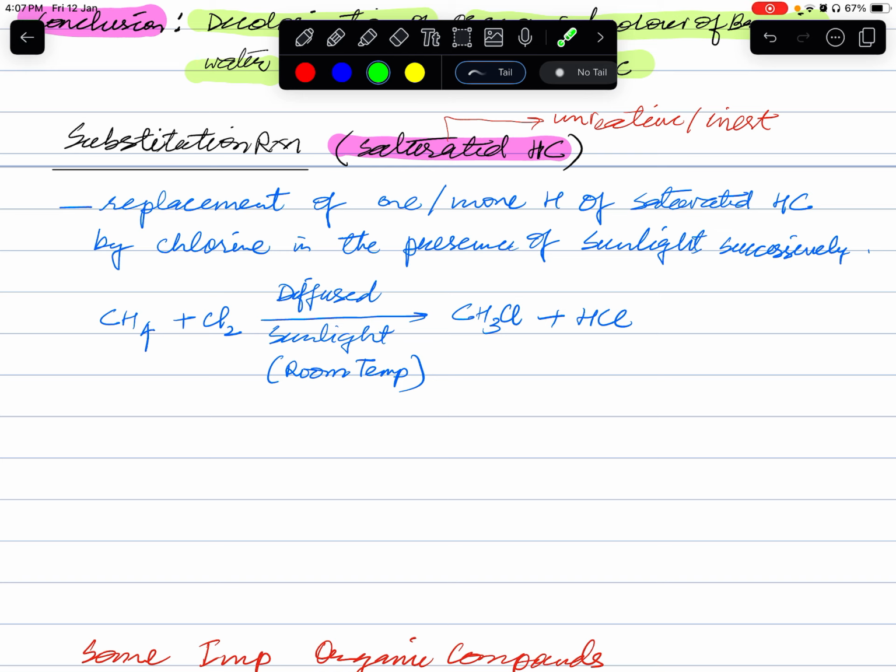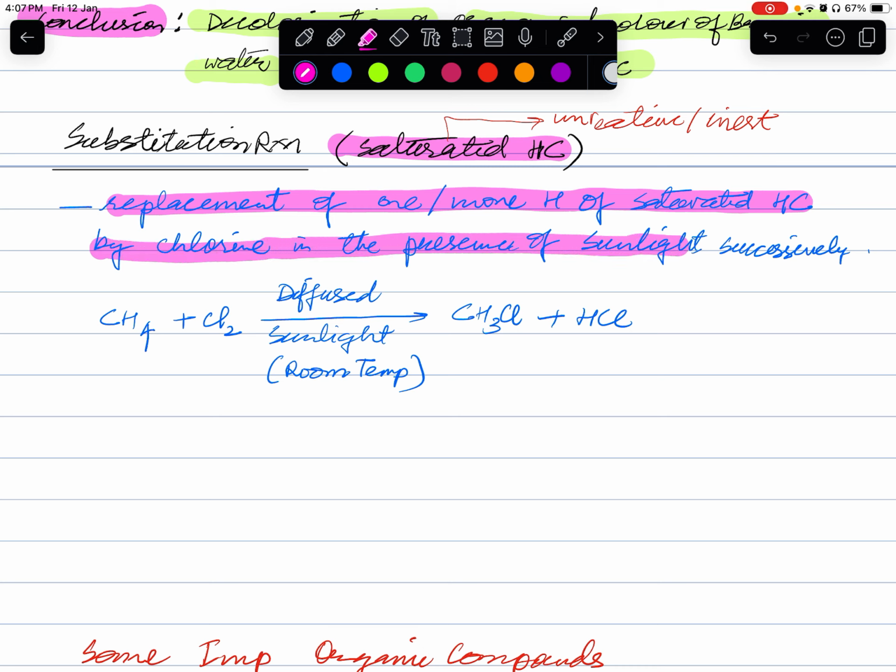So they undergo such reactions where a hydrogen atom of the hydrocarbon can be replaced by some other element. So what is a substitution reaction? It is the replacement of one or more hydrogens of a saturated hydrocarbon by chlorine in the presence of sunlight. Here sunlight helps to initiate the reaction. The reaction is possible only in the presence of sunlight. Why? Because otherwise saturated hydrocarbons are very less reactive, so in normal conditions they will not react.